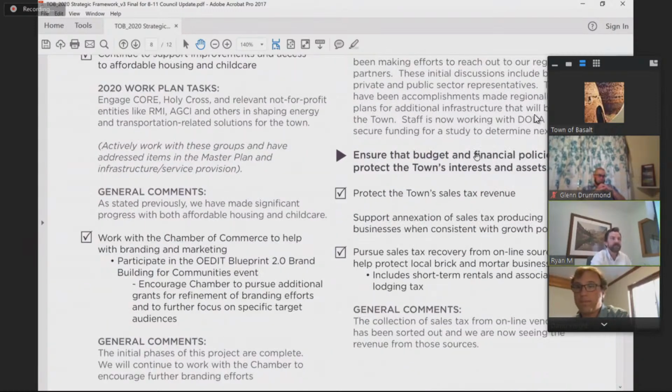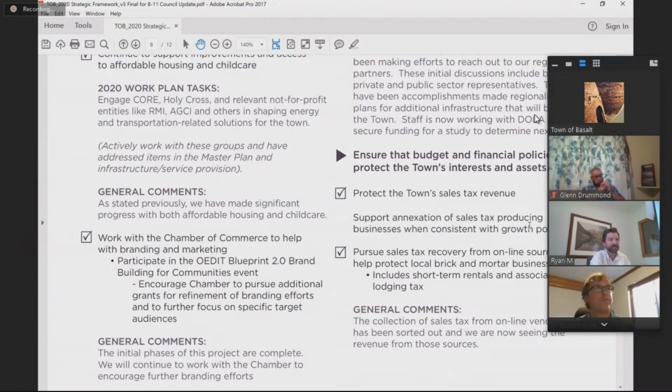Okay, and then jumping out to budget and our financial policies to protect the town's interests. So under this, there was protecting the sales tax revenue for the town. That gets a check mark. Jumping down to the general comment here, we now have sales tax coming from our online vendors, and we're seeing those revenue sources come in, which is certainly helping to prop up our revenues for this year.